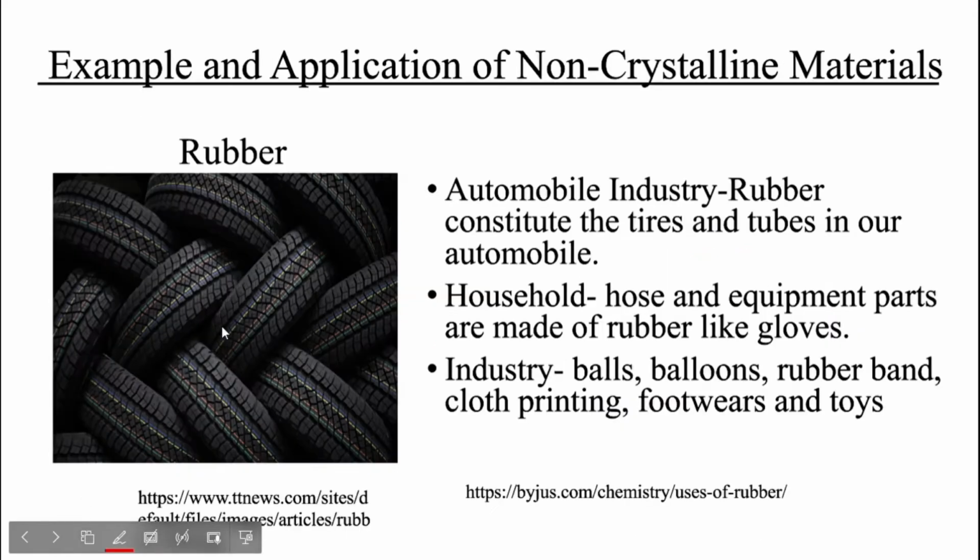Now let's head into the applications of non-crystalline materials. Rubber is very important in our automobile industry since tires and some of our tubes are made out of it. In households, some of our equipment parts are made out of rubber, like gloves and our garden hose. In industry, we can make it into balls, balloons, rubber bands, and use it for cloth printing, footwear, and toys.